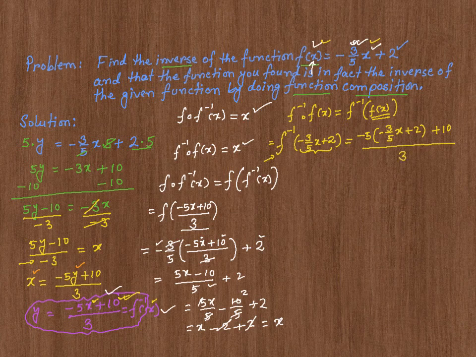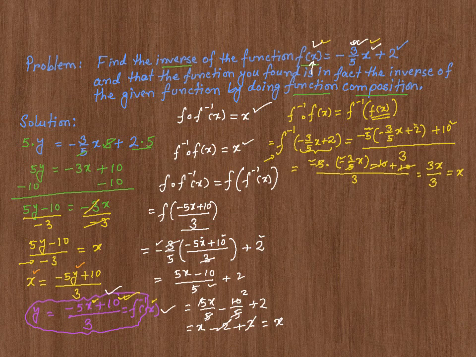Now there will be some cancellations taking place here. So I'm just going to distribute this negative 5. So it's going to be negative 5 times negative 3 over 5x, which is going to be just a positive value. Negative 5 times 2 is negative 10, plus this 10, the whole thing divided by 3. Now these 5 cancel out. Negative and negative is going to make it positive, so it's going to be 3x on the top, and then negative 10 positive 10 cancel out, and in the bottom is going to be 3, which is just x.